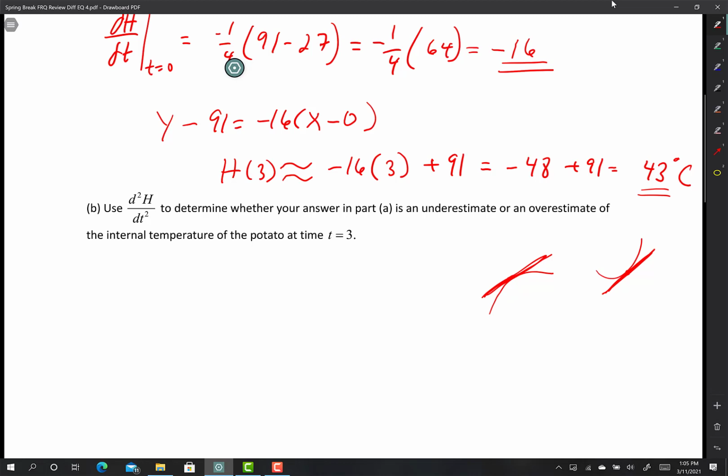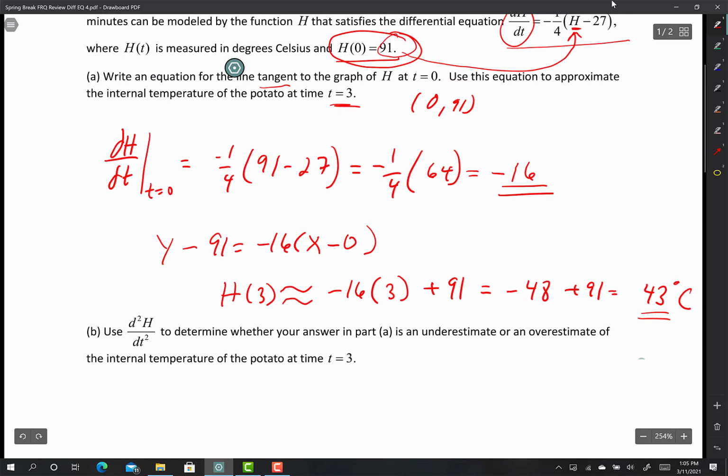So hopefully that logic made sense. So think about it. Concave down, tangent line used to approximate, it's going to be an over approximate. Concave up, tangent line used to approximate, it's going to be an under approximate. So that's the logic behind it, guys. So let's go ahead and take the second derivative.